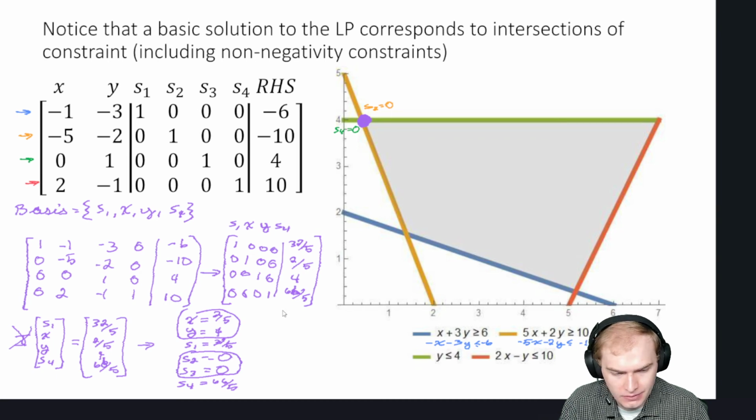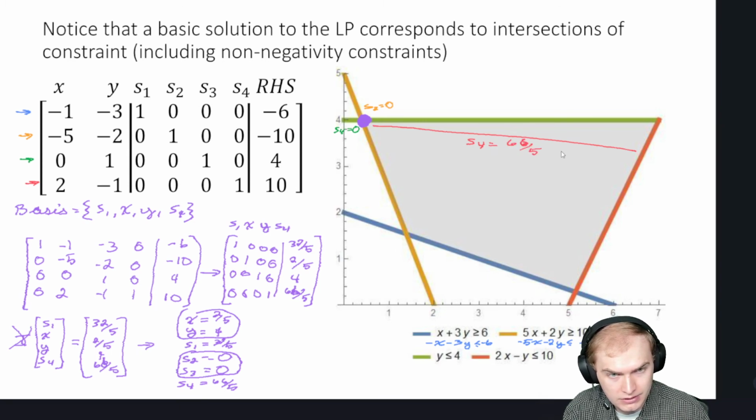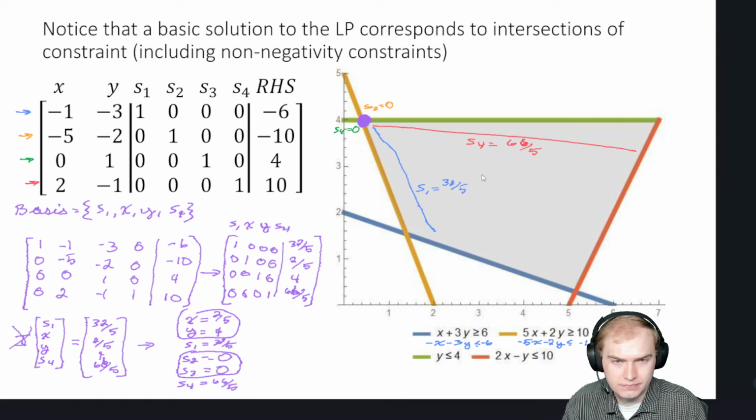Just as a reminder, S4 is this distance, 66/5. And S1 is 32/5.